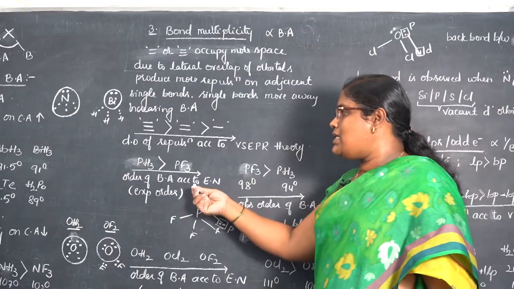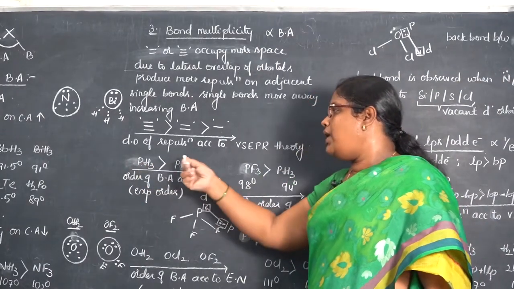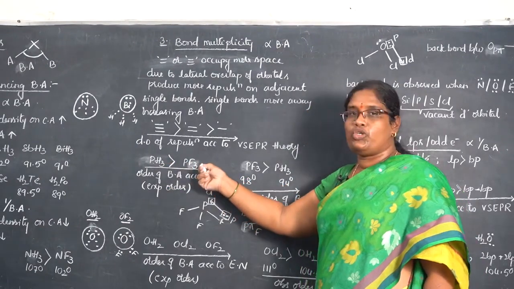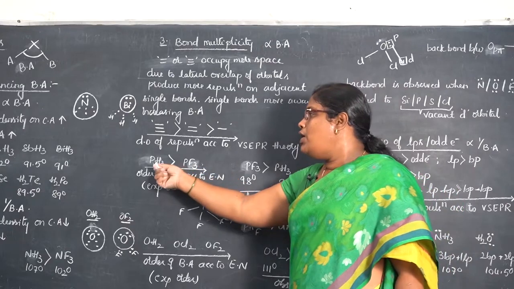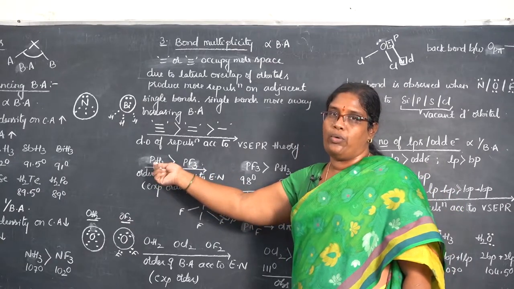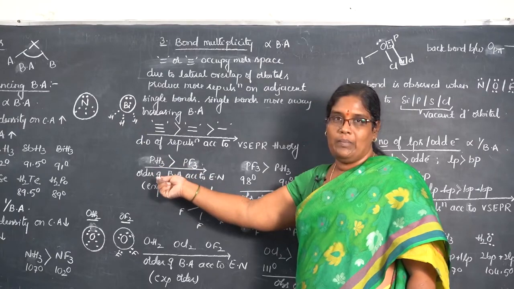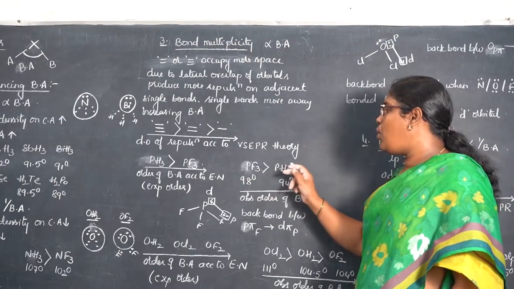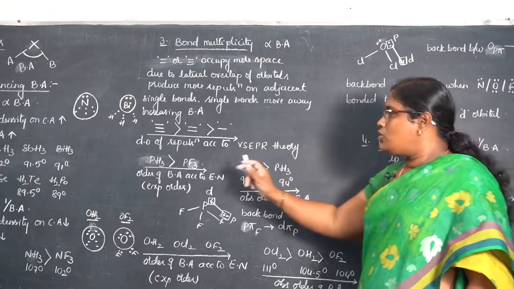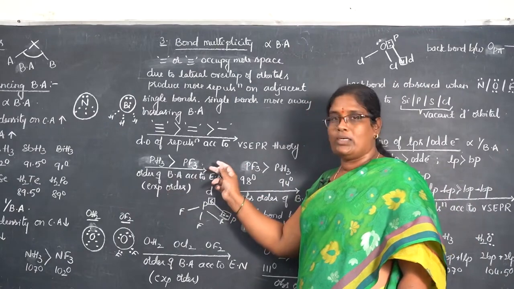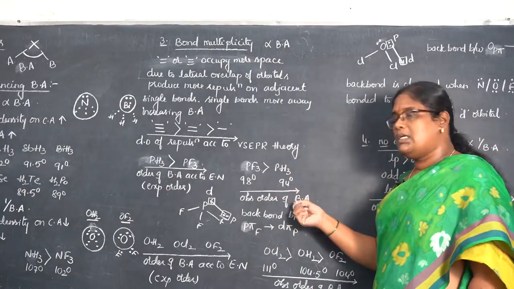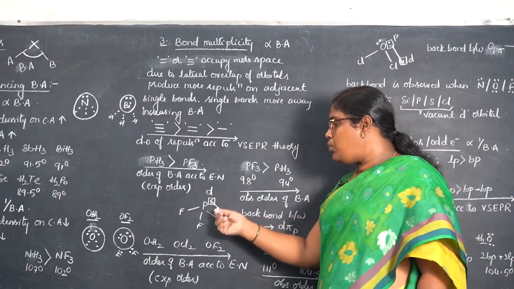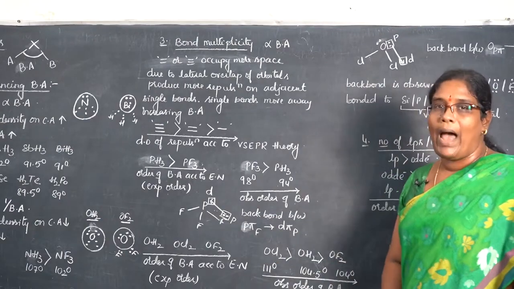Now when you see the examples, if I take phosphine and phosphorus trifluoride, according to the concept of electronegativity, phosphine, due to less electronegativity of hydrogen, should have more bond angle. But PF3, phosphorus trifluoride, has more bond angle than phosphine. So this is the expected order according to electronegativity, and this is the observed order. Now why does phosphorus trifluoride have more bond angle? That is because of back bonding.